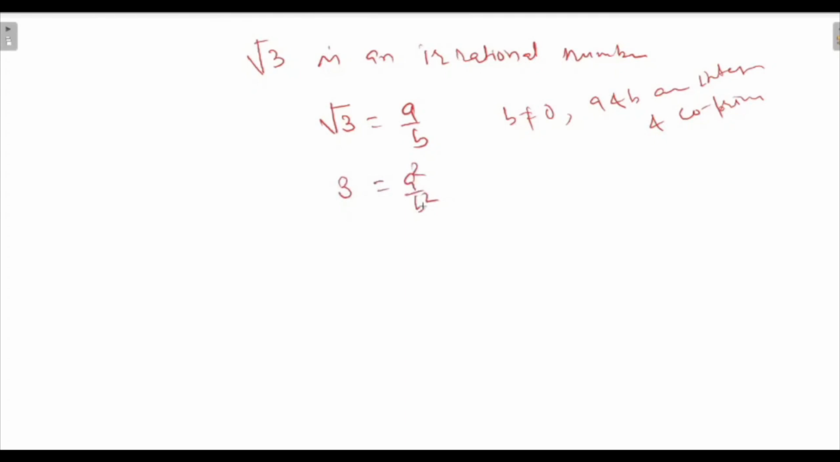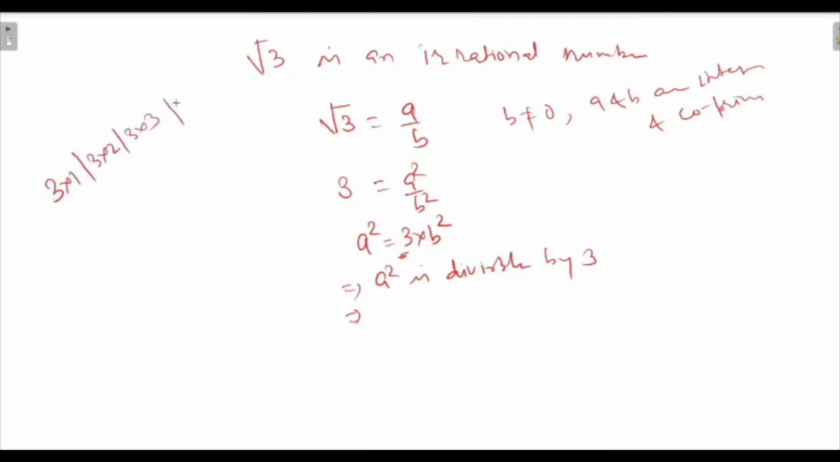Okay. So now my a square will become 3 into b square. In this case, now a square is divisible by 3 because 3 is a factor here. So a square is divisible by 3. Clear? Because any number which is like this, like 3 into 1, 3 into 2, 3 into 3, 3 into 4, all these numbers are divisible by 3, right?